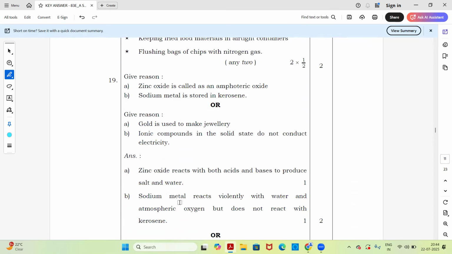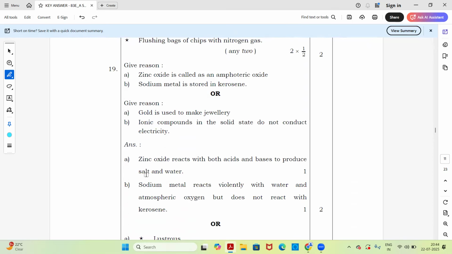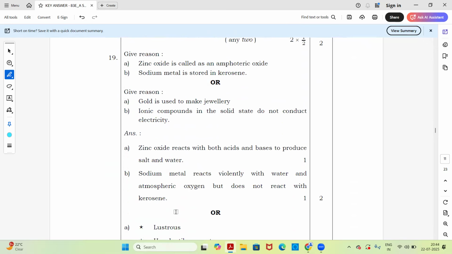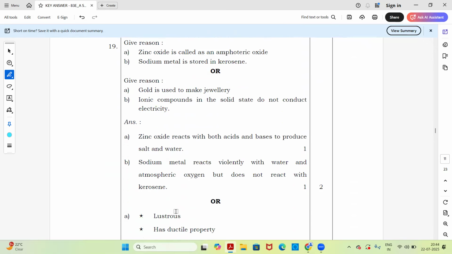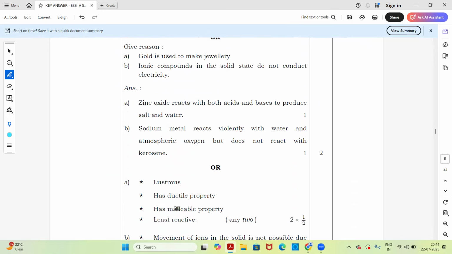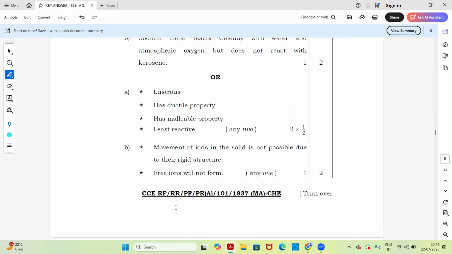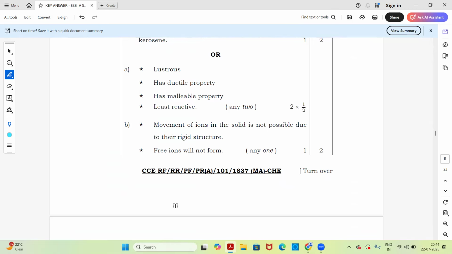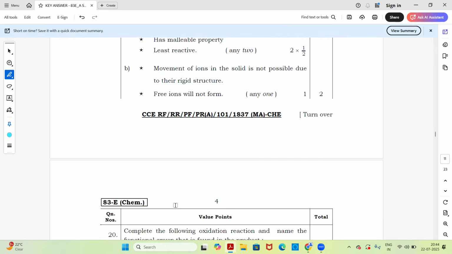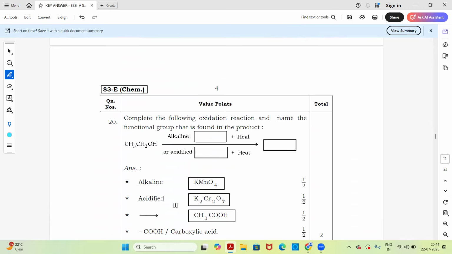Okay, so answers are given here for the first one, A and B, for zinc oxide and sodium metal, and the second, gold and ionic compounds. Okay, so these are the answers. Any one or two points can be mentioned. Okay, going to next question.